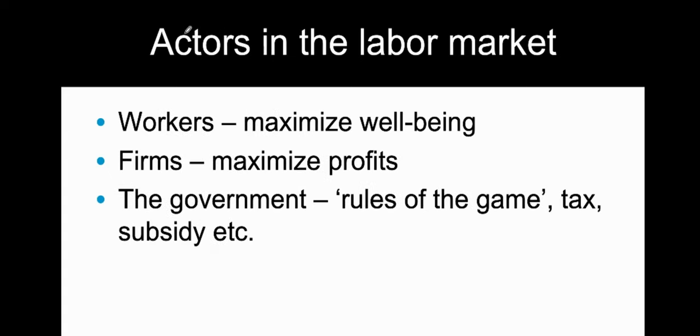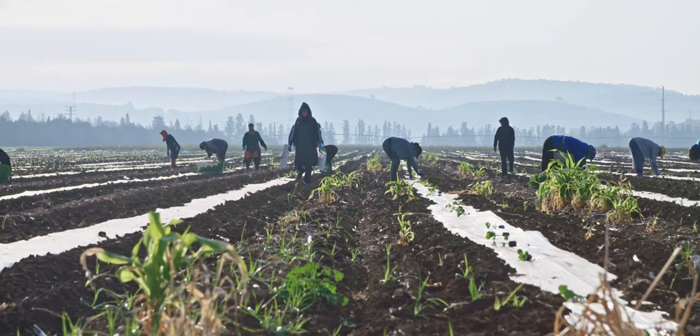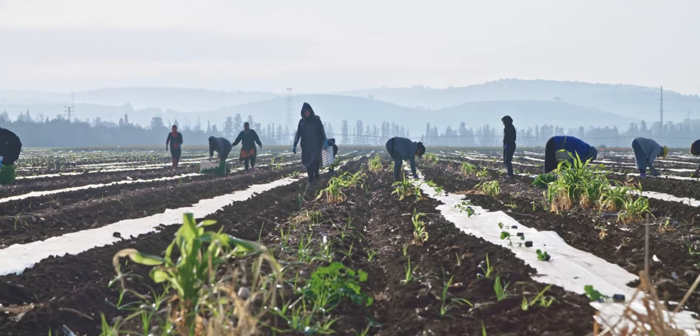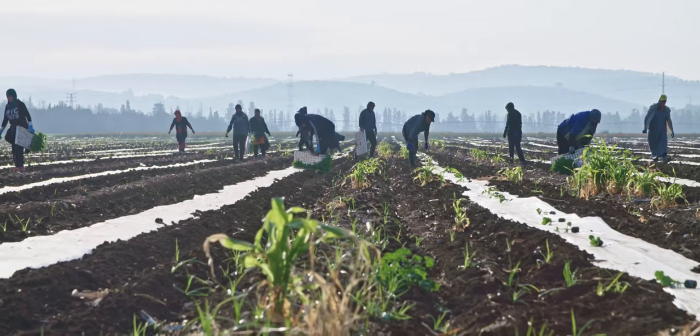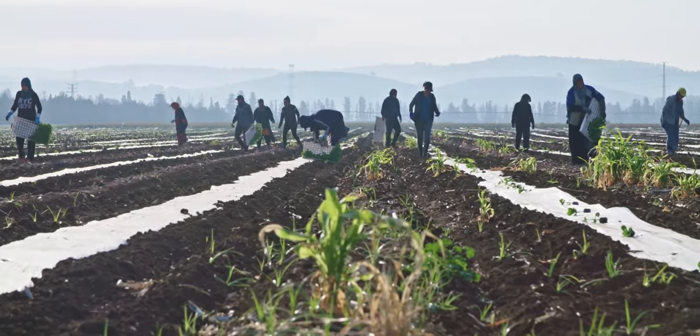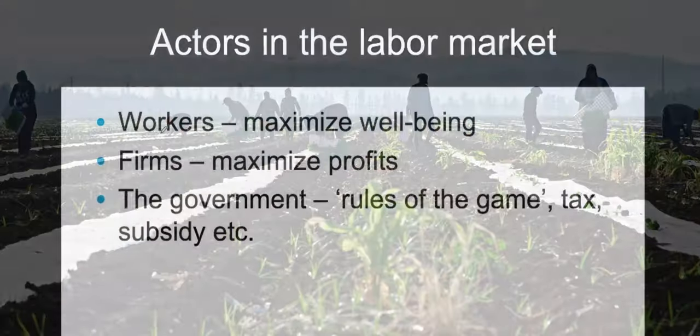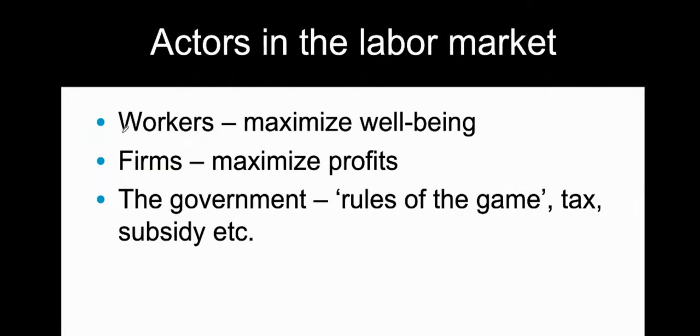The following describes the actors in labor economics: workers, households, as I mentioned earlier, provide our skills and knowledge to the firms. Firms then would hire our skills and knowledge and pay us as workers. Therefore, when we say workers, the objective of workers is to maximize his or her well-being.